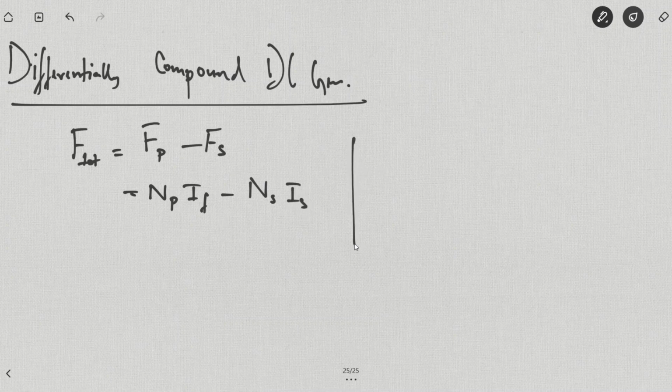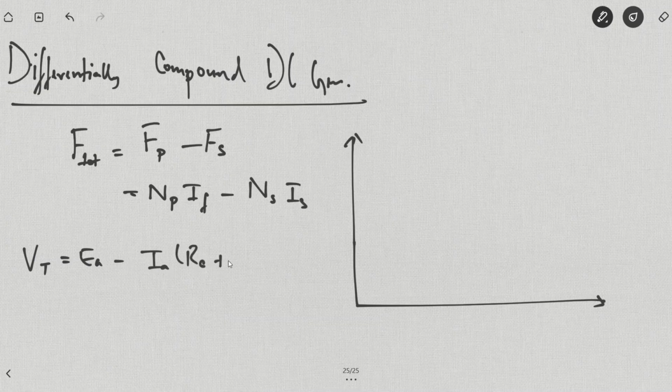So if we look at the terminal characteristics of this generator, Vt will be the same, the equation will be the same, Ea minus Ia times Ra plus Rfs. So what happens here, as you increase the load, Ia increases, and in the previous cumulatively compound case, flux was increasing. But here, as the current Ia increases, if this value increases, F total will decrease. That means flux will decrease. That means Ea will decrease.